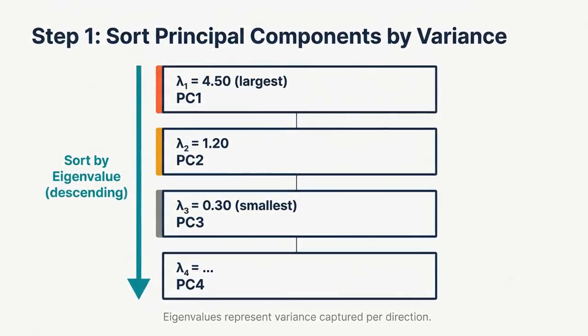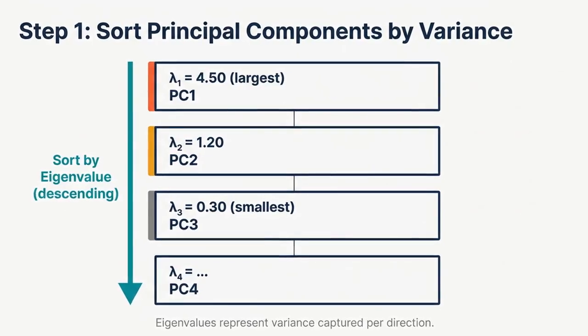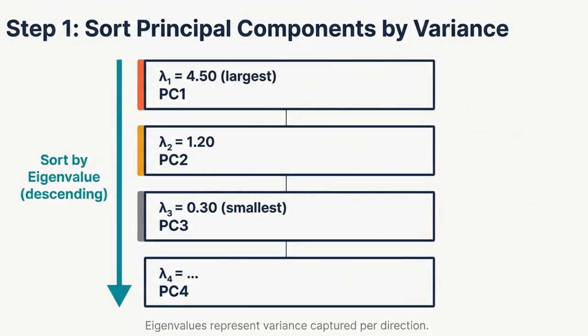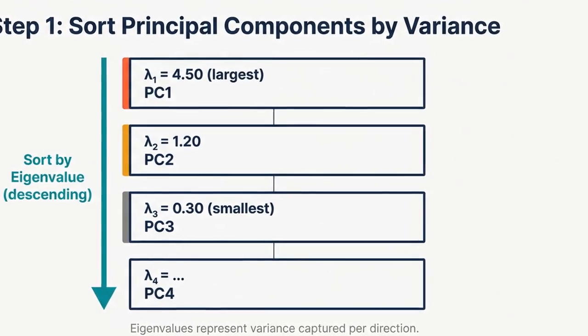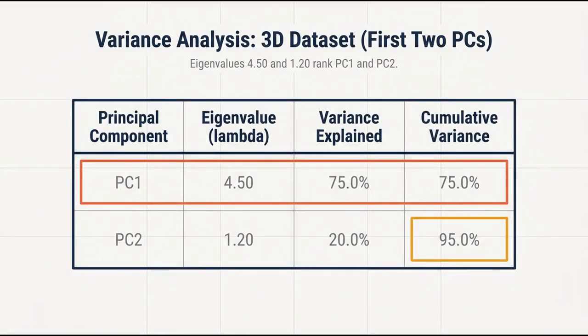Now that we have computed our principal components, how do we actually perform dimensionality reduction? We start by sorting our eigenvectors in descending order based on their eigenvalues. The eigenvalues represent the amount of variance, or information, captured along each axis. By analyzing the proportion of total variance explained by each principal component, we can decide how many dimensions to discard. Let's look at a typical variance analysis for a three-dimensional dataset.